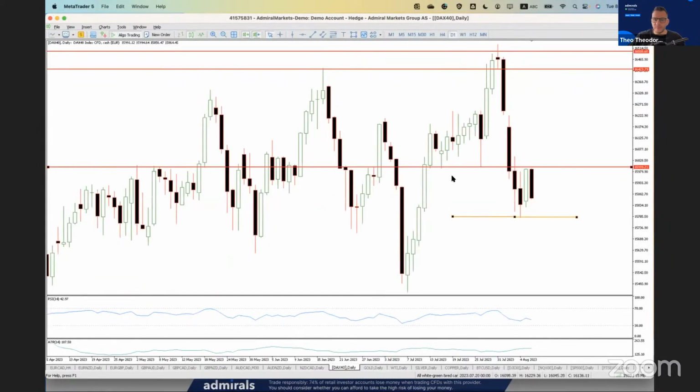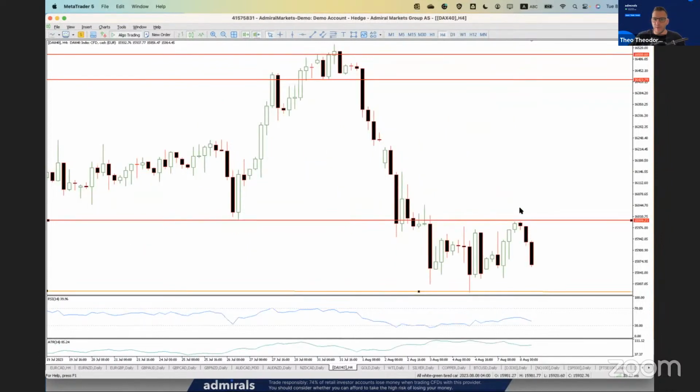DAX price corrected up to this resistance, and since the Asian session is selling off, for our chart, lower highs, lower lows. There is a support here on the 4-hour chart though.